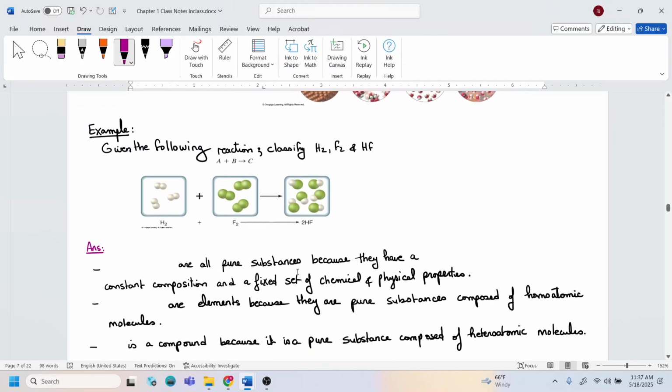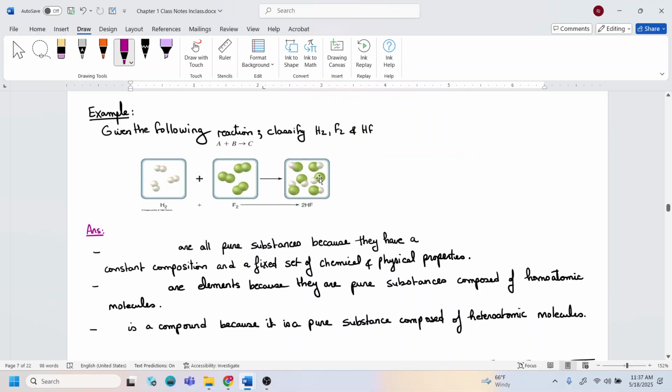Let's have another example given the following reaction. Classify hydrogen, F2 and HF. So I'm combining hydrogen gas, I'm combining the fluorine gas, and I am forming HF in there, which is actually hydrogen fluoride, which is again a gas.